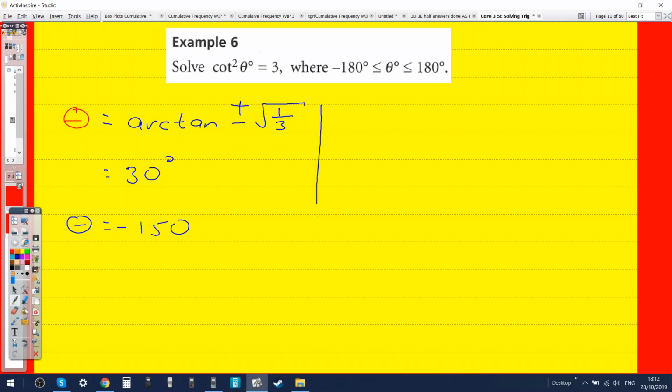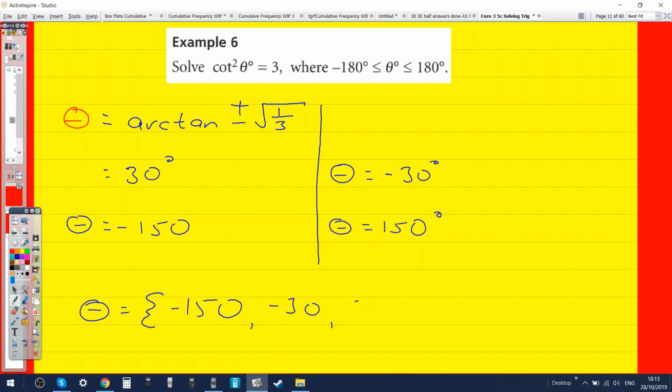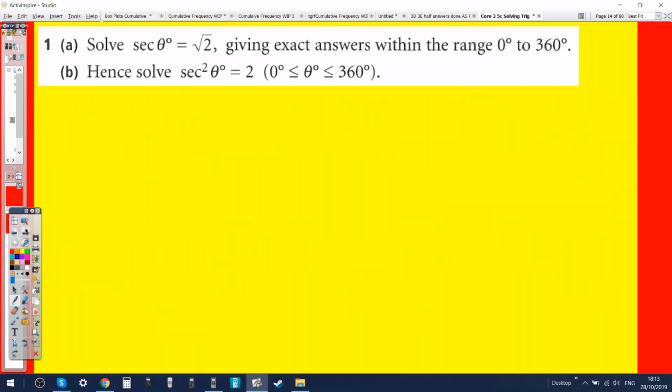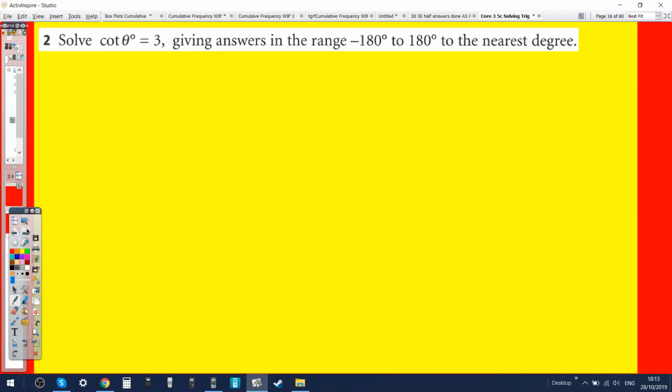And what was this with the plus or minus? So then there's minus 30 as well. So that's minus 30 and 150. Yeah. So that's it. So theta is minus 150, minus 30, plus 30, and plus 150. Looks good. Yes. Okay. I think you'll be fine there.